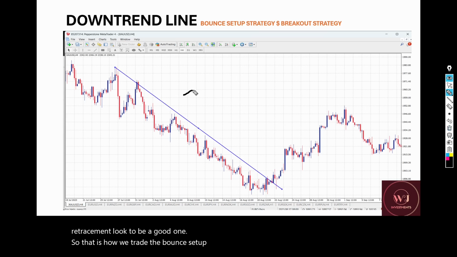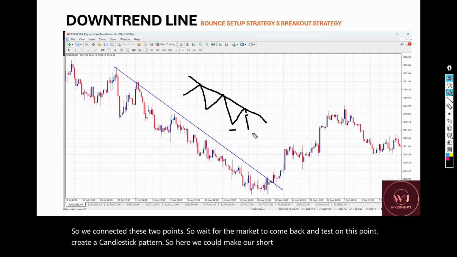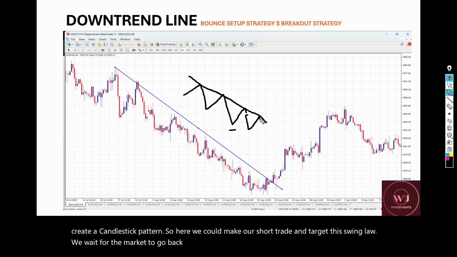Number one, if the market is on a clear downtrend, we connect these 2 points. We wait for the market to come back and test this point and create a candlestick pattern. Here we could make our short trade and target this swing low. Then we wait for the market to go back, make a candlestick pattern, and we can trade again.